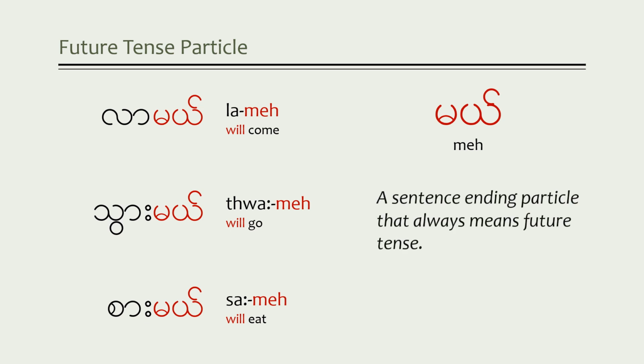So basically, this becomes the sentence ending particle. Remember, you have to have one, and it will always mean you're going to do something or something is going to happen in the future. Let's look at an example sentence.